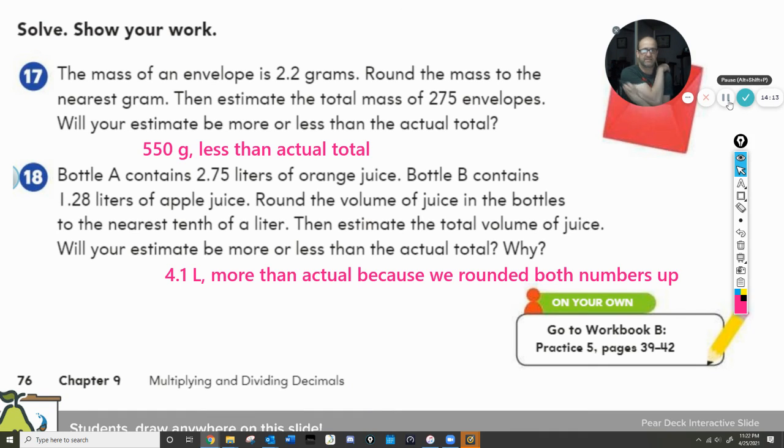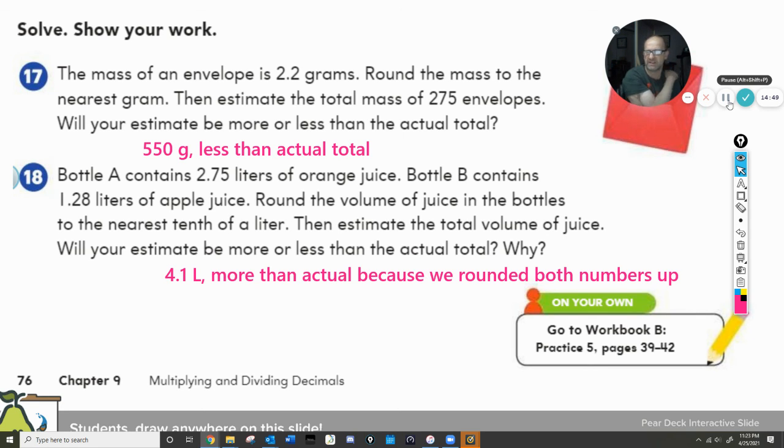All right, I thought these were going to be more complicated, but they're simply estimating. The first one says round the mass to the nearest gram on the envelope. So an envelope is 2.2 grams, 2 2/10, you round it to 2. Then what's the total mass of 275 envelopes going to be? If you do 275 times 2, you get 550. That is less than the actual total. Why is it less? Because instead of using 2 and 2/10, we just used 2. So we took one number and rounded it down. So when we just round one number down and don't change the other, you're going to get less.